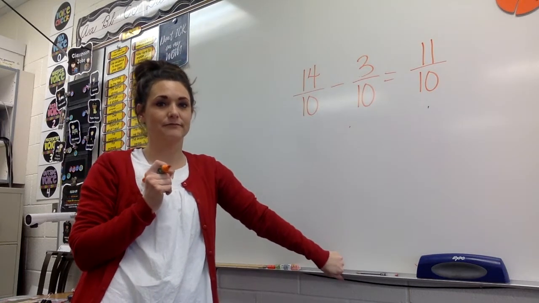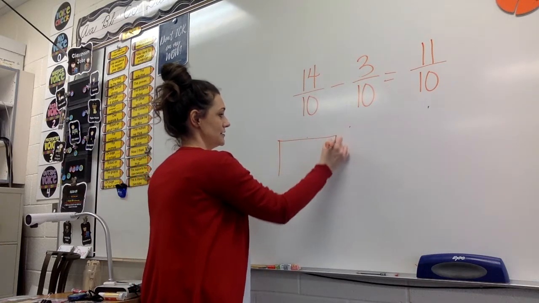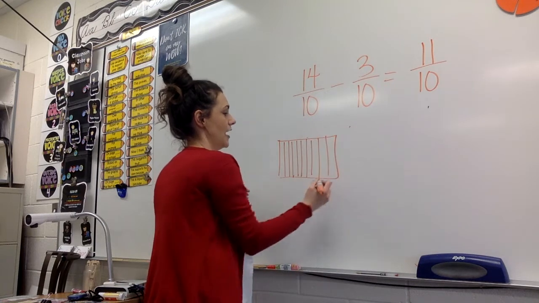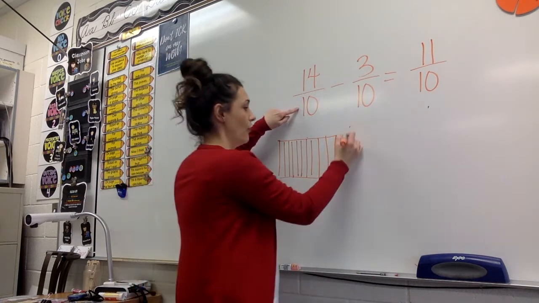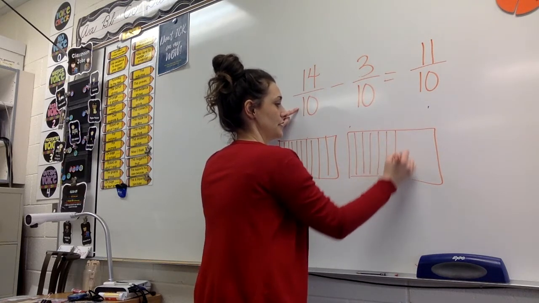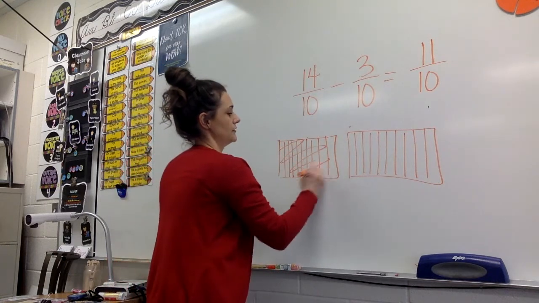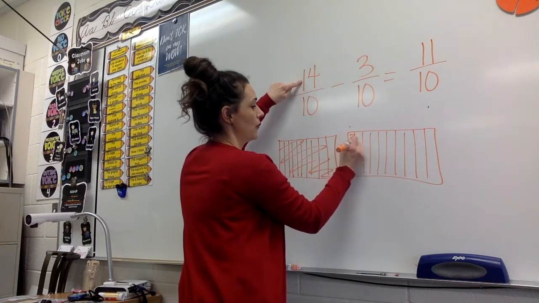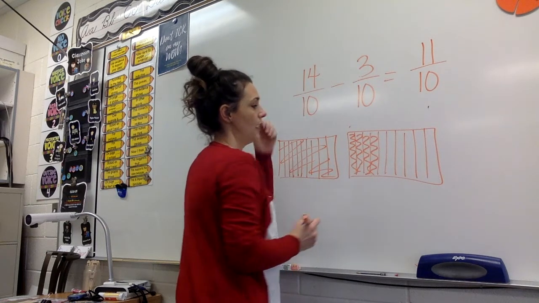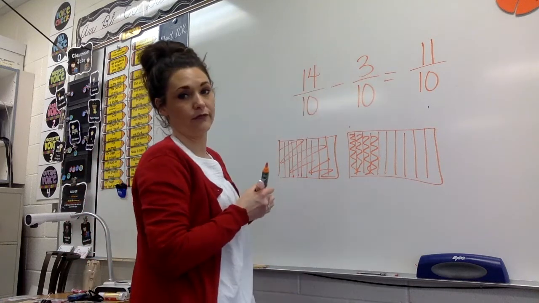11/10. I could draw a picture of that. I'd have to have 10/10, right? But then I'd have to have some more. 1, 2, 3, 4, 5, 6, 7, 8, 9, 10 pieces. And I have this whole one filled in. And then I have 4 more pieces filled in to make 14 of those tenths. And so now I'm subtracting 3 of them off.